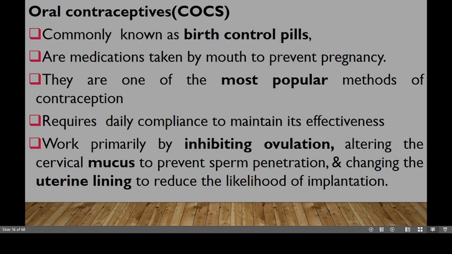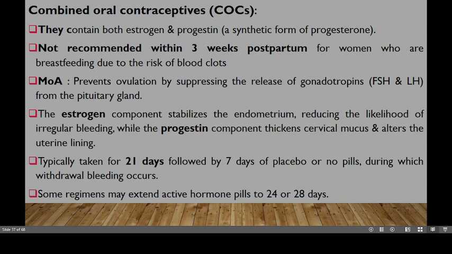They also alter the cervical mucus. Remember, progesterone's work is to thicken that cervical mucus so that it prevents sperm penetration, and also to change the uterine lining to reduce the likelihood of implantation. So we have combined oral contraceptive pills, abbreviated as COCs, which contain both estrogen and progesterone.